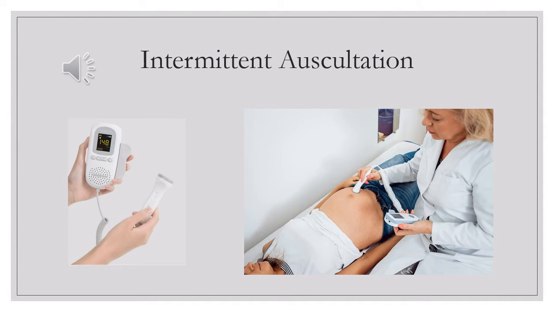Fetal heart rate assessment can be done in two different ways. You can have intermittent auscultation. That's done with a Doppler device, like you see in the picture here. This is done in the doctor's offices and sometimes in the hospital when you just need a quick check of what the fetal heart rate is. You're basically just confirming it's there and that it's beating steadily.